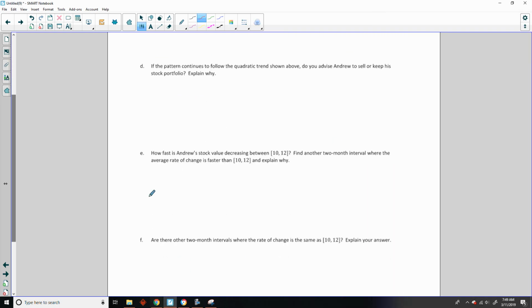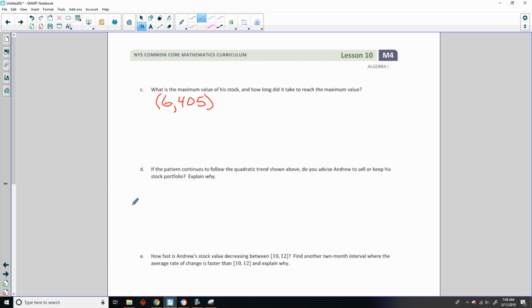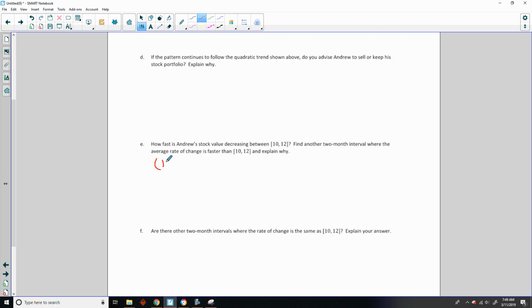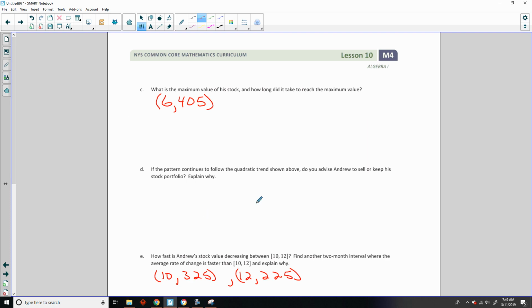All right, E. How fast is Andrew's stock value decreasing between 10 and 12? Well, it decreased. It went from 325 to 225. So I'm going to write that: 10, 325, 12, 225. And let me double check my values. 10, 325, 12, 225. That is correct.